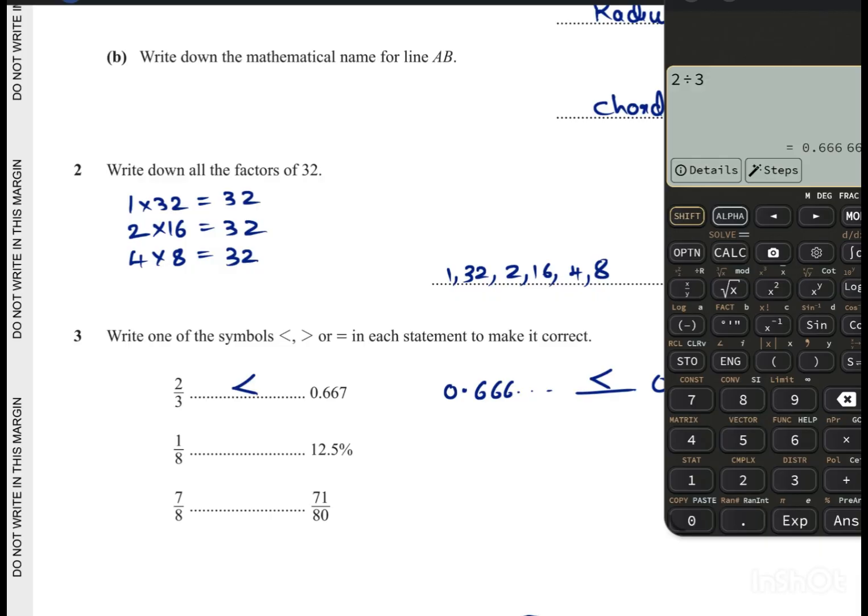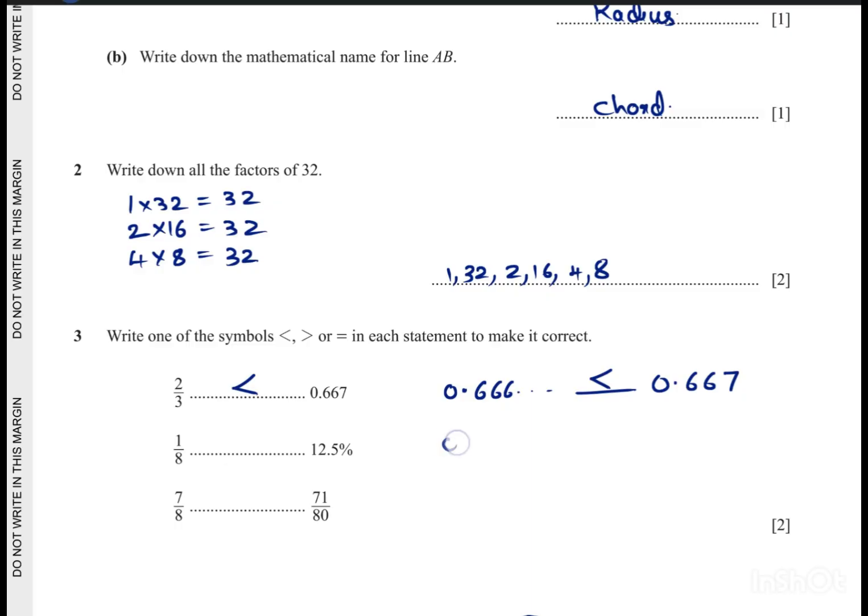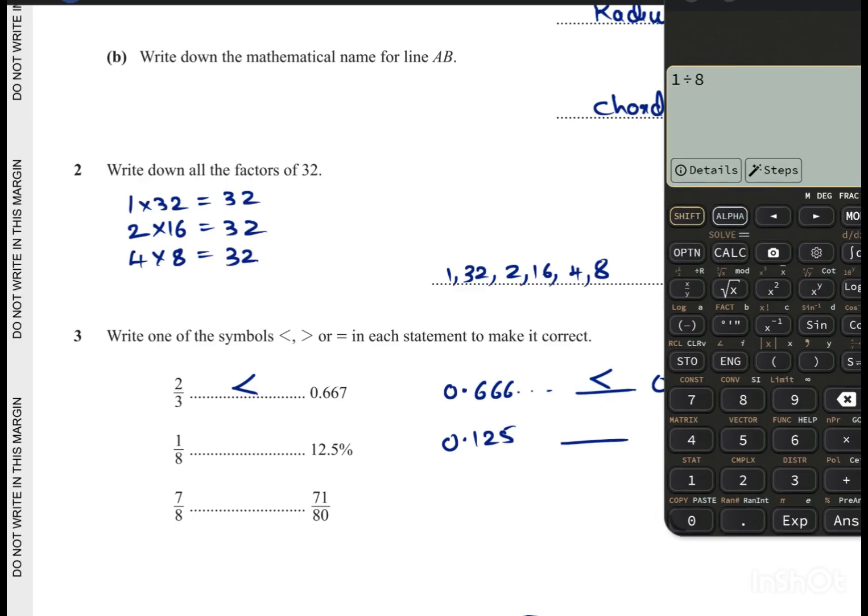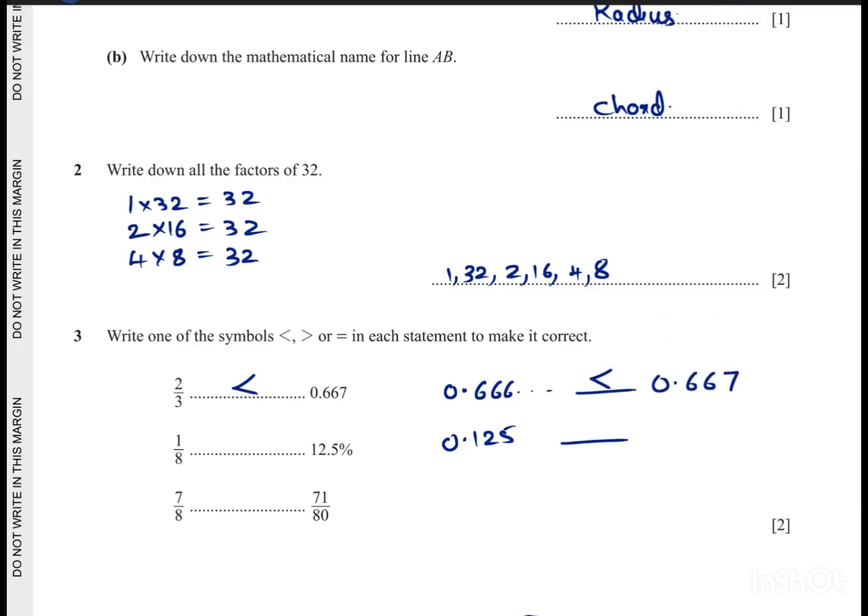The next: 1 by 8. 1 divided by 8 is 0.125, and 12.5%. What is 12.5%? Check. 12.5 divided by 100 is 0.125 again. Both are equal. So the equal to sign comes here.